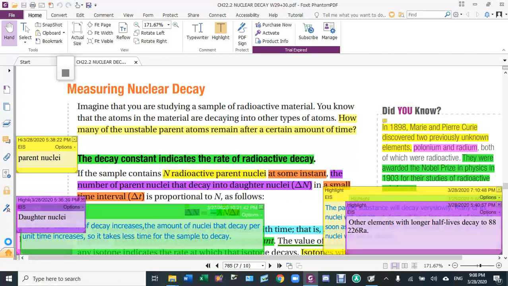Now we are going to study measuring nuclear decay. You can imagine that if you are studying a sample of radioactive material, you have to know that the atoms in the material are decaying into other types of atoms. Now, the question is, how many of the unstable parent atoms remain after a certain amount of time? We will answer this question at the end of the lecture.